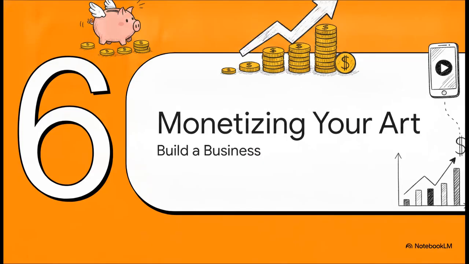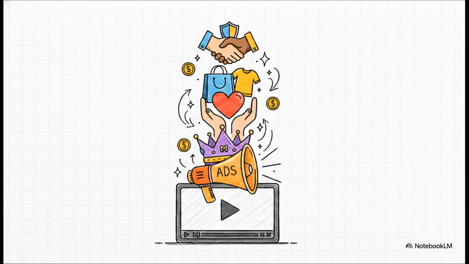Finally, Section 6, monetizing your animated content. So, how exactly does all this creative effort turn into tangible economic success? Well, the guide outlines multiple highly diverse revenue streams. You've got the YouTube Partner Program for ad revenue, channel memberships, super thanks, merchandise, and of course, brand sponsorships.